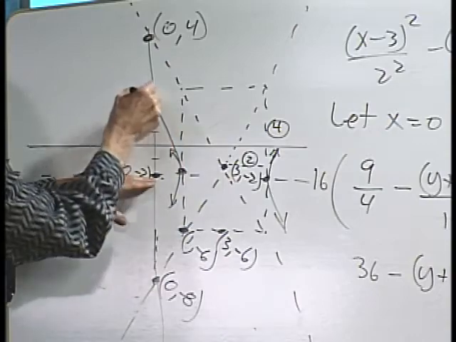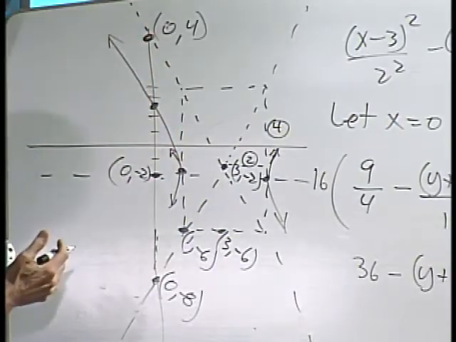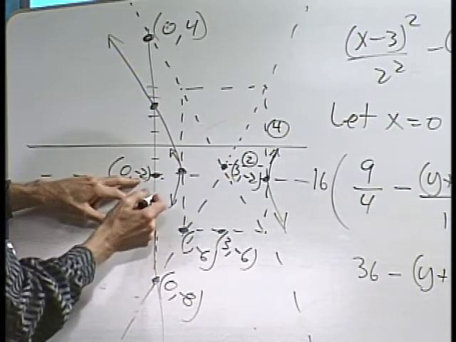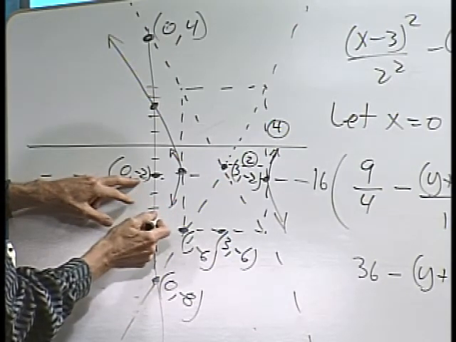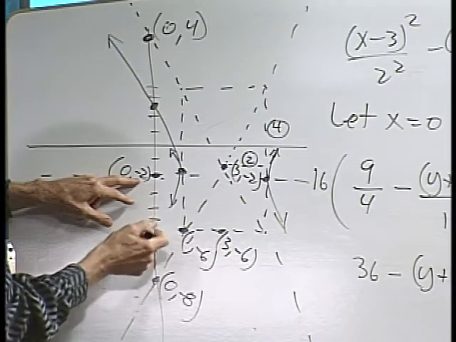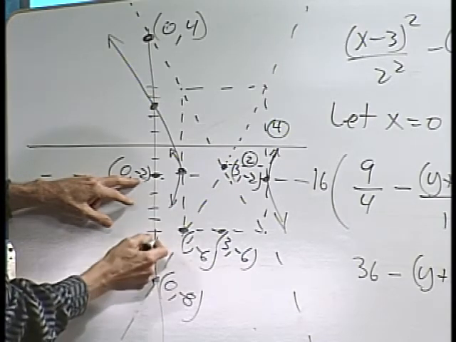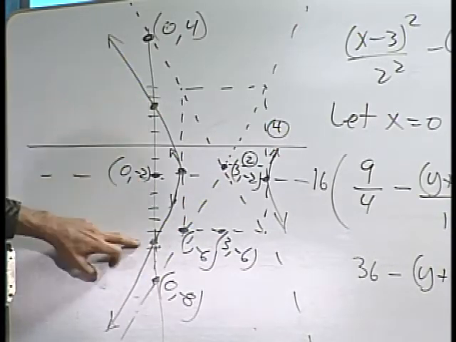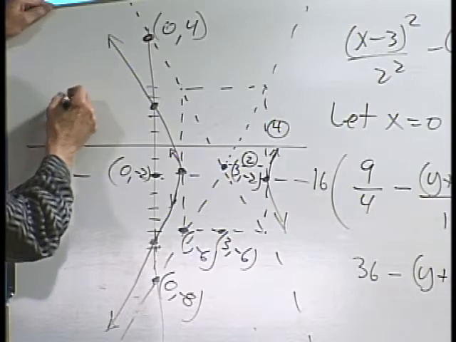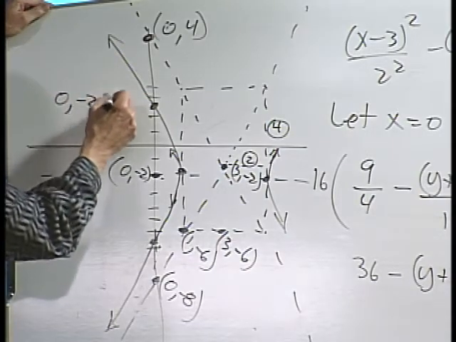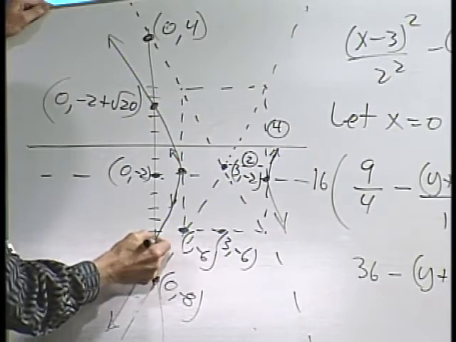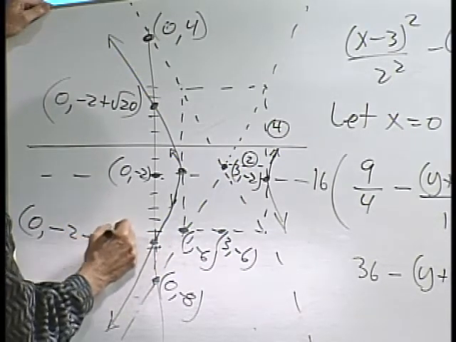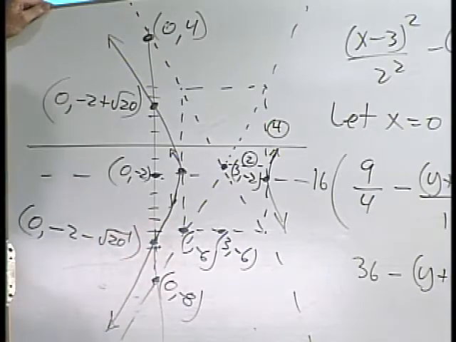So we're going to have one branch sweeping up here like this towards this asymptote, and we're going to have square root of 20 below, -2, down in here, and so it's going to sweep down like this. And so there are those two y-intercepts, one of them at (0, -2 plus square root of 20), and the other one down here at (0, -2 minus square root of 20). Right there.